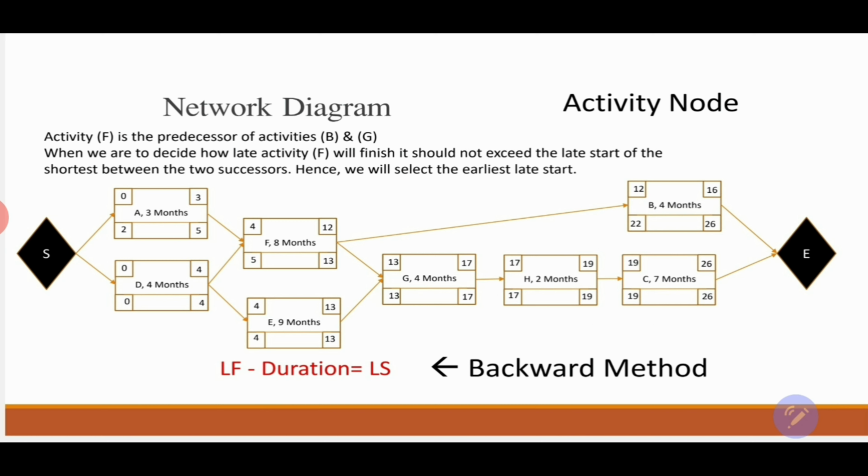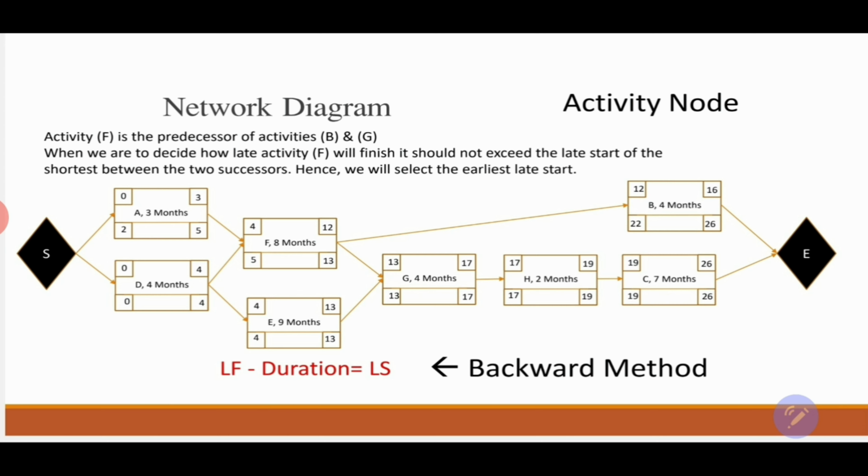Let's continue backward. You can start with activity B or you can start with activity H, but in our case you cannot go from B to F directly. Why? Because F has one successor, which is G, and G has a successor of H, and H has a successor of C. So it's better to complete whoever is having the multiple successors, and in order to do that, we'll start with activity H.